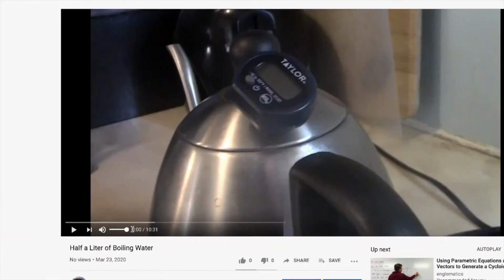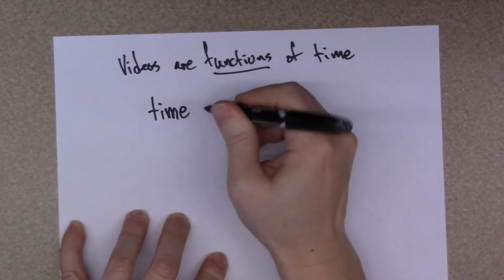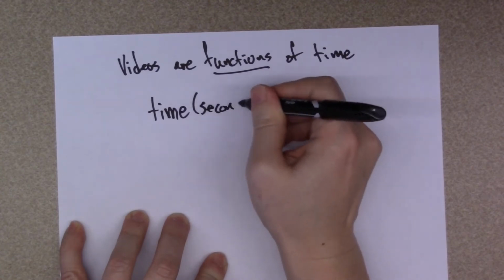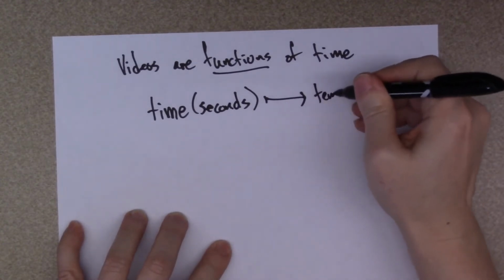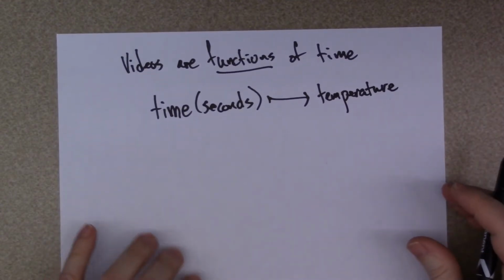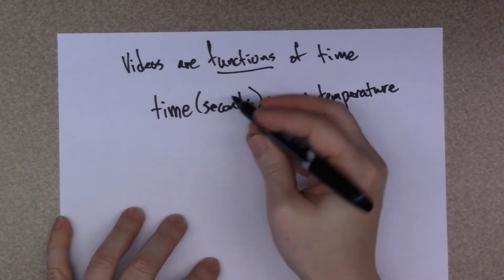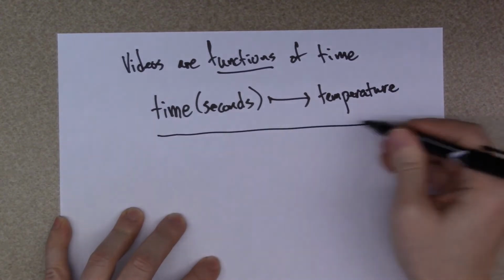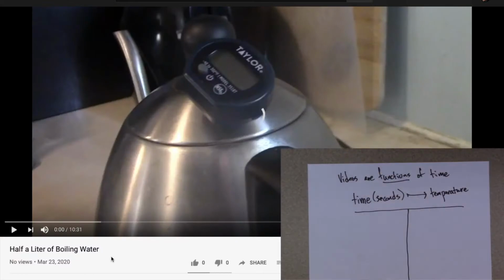And what I want to do is record the correspondence between time in seconds and its correspondence to temperature. And for the purposes of this example, it'll be very rough. I'm going to go ahead and just make 2 columns. One will be my time column, and the other will be my temperature column. And so to demonstrate that, I'm going to start the video.